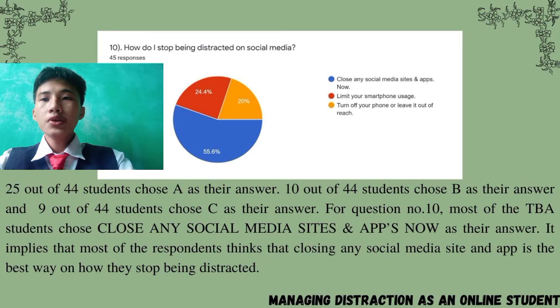25 out of 44 students chose A as their answer. 10 out of 44 students chose B as their answer. And 9 out of 44 students chose C as their answer. For question number 10, most of the TBA students chose close any social media sites and apps now as their answer. It implies that most of the respondents think that closing any social media site and app is the best way on how they stop being distracted.